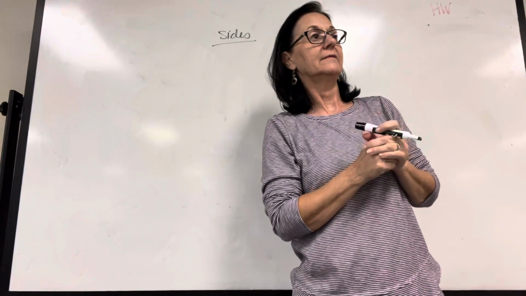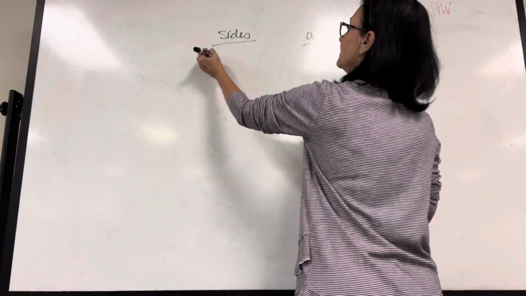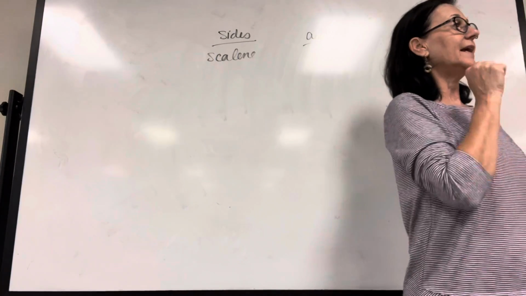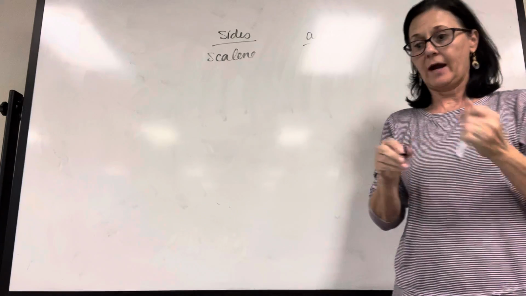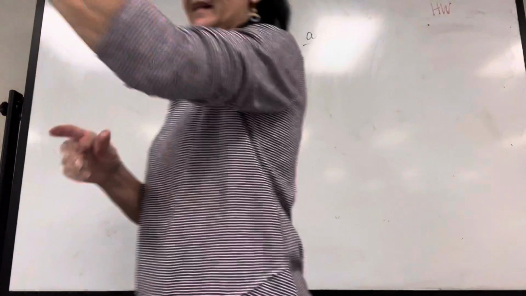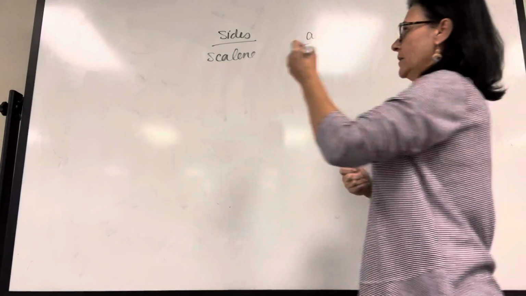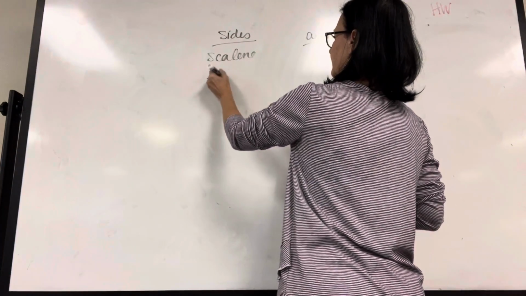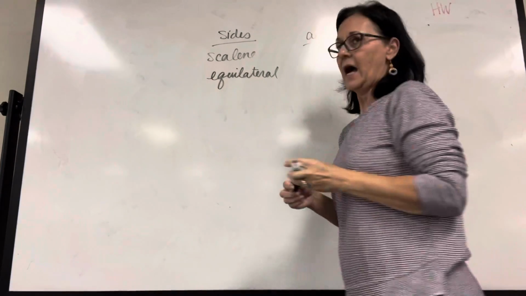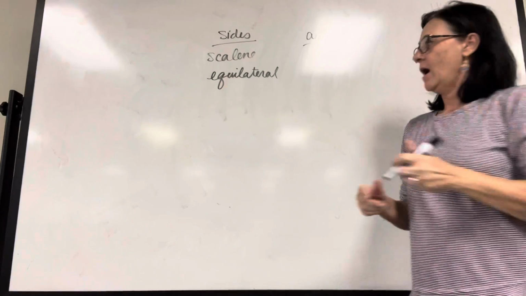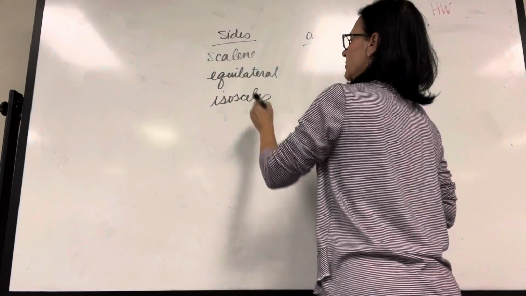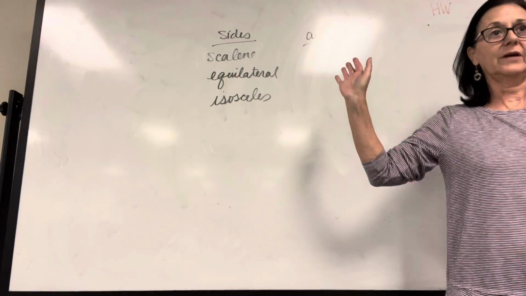Yes, Jack? Scalene. Neither equal. That's right. That means no side is equal. What is another name for triangles based on their sides? Megan? Equilateral. What is equilateral? All sides are the same. Isosceles if it has at least two equal sides. Isosceles. Two equal sides. The third one not equal.